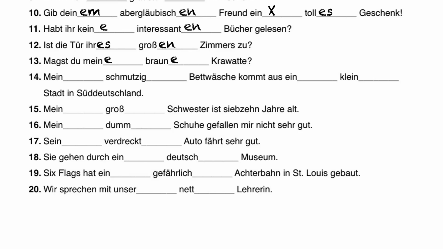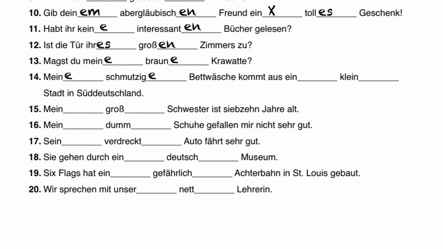Nummer 14. Mein blank blank Bettwäsche kommt aus blank blank Stadt in Süddeutschland. Here we have two of them. The first one here is Bettwäsche. Bettwäsche is actually the subject of this sentence, and it means bed linens. In English it's plural, but in German it's actually a singular feminine noun, so here we have meine. Schmutzig has to have an adjective ending that goes with the feminine nominative. After an ein-word, we have to have here schmutzige. Meine schmutzige Bettwäsche kommt aus.